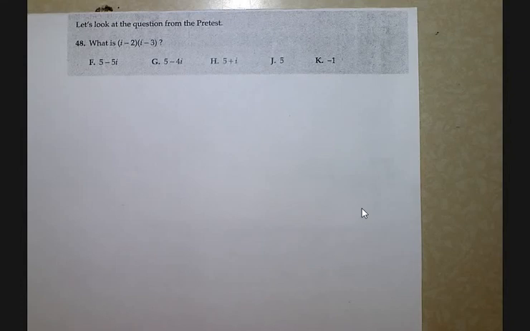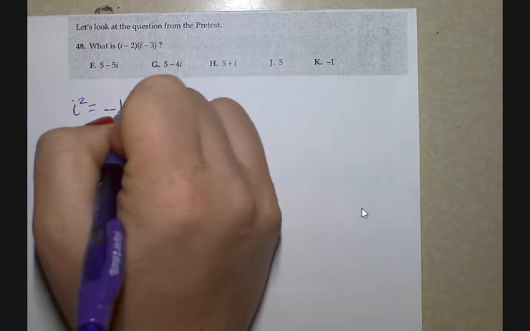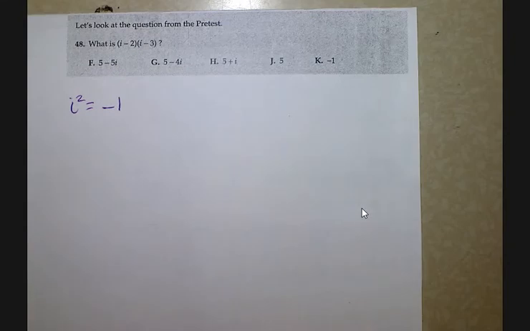So we're going to go ACT skill 48, and we are working with complex numbers. As a reminder, i squared is equal to -1. So what is this amount?